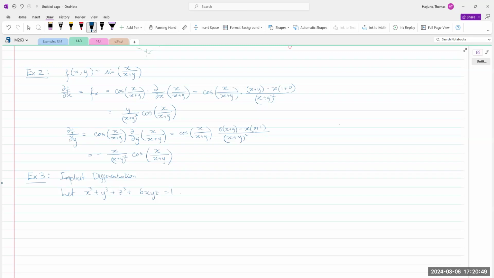And the question is: find dou z dou x. Now, I need to make sure of something. Notice that in this case, I cannot use dou f dou x. Why? Because we don't even know if z is a function of x and y. In other words, the reason we write it as an equation like this may be because I'm just lazy, or the main reason may be that we cannot rewrite it as z as a function of x and y. Maybe it's not doable. Maybe z is not a function of x and y. That's why we use implicit differentiation.